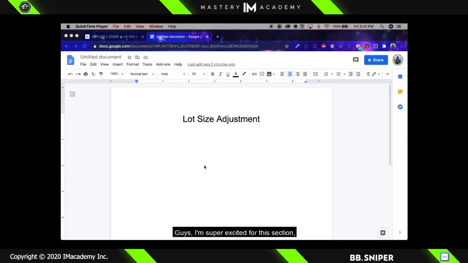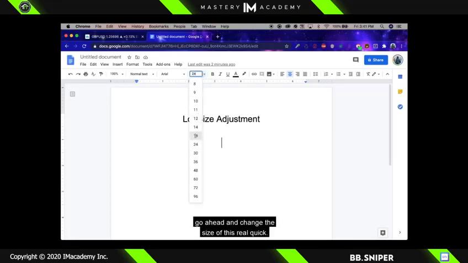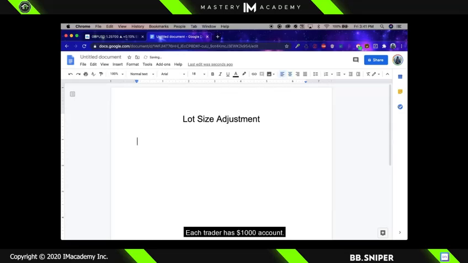Guys, I'm super excited for this section, this lesson, honestly, because I feel like this is about to open your eyes a lot more, okay? So first of all, let's say just for this example that we have 2 traders in the market. Each trader has a $1,000 account, okay? Each trader is willing to risk 2% of that account. So what is 2% of 1,000? Let's just do the math real quick. We know that we have $1,000 times 0.02 for 2% is going to be $20. So each trader on any position that they take is willing to risk a maximum of $20 on the position.